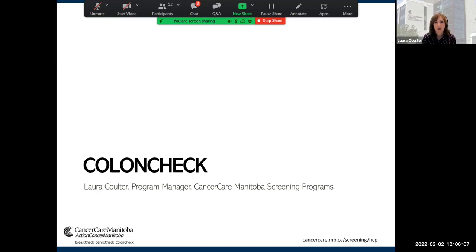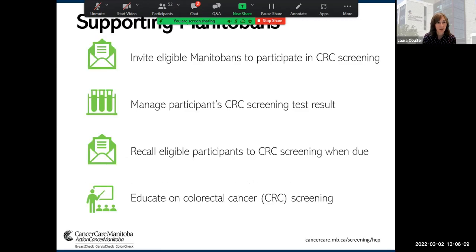Starting at age 50, ColonCheck actively invites eligible Manitobans to participate in colorectal cancer screening by mailing fecal occult blood tests to their home. To be considered eligible, the individual must have an active Manitoba health card, be between the ages of 50 and 74, and have not recently participated in colorectal cancer screening, including fecal testing within the past 2 years or colonoscopy in the past 5.